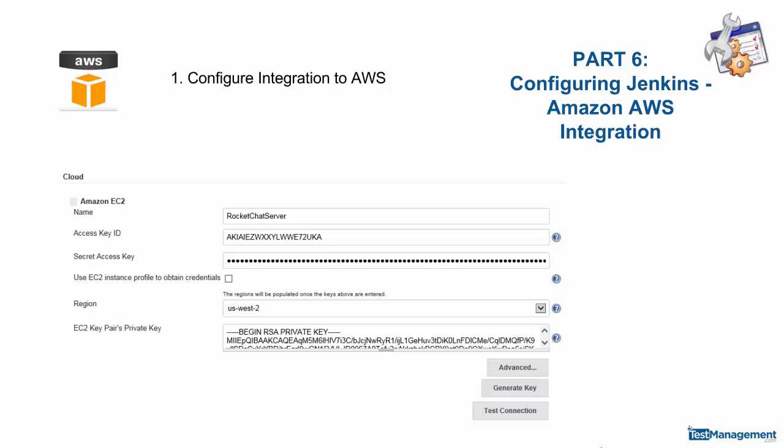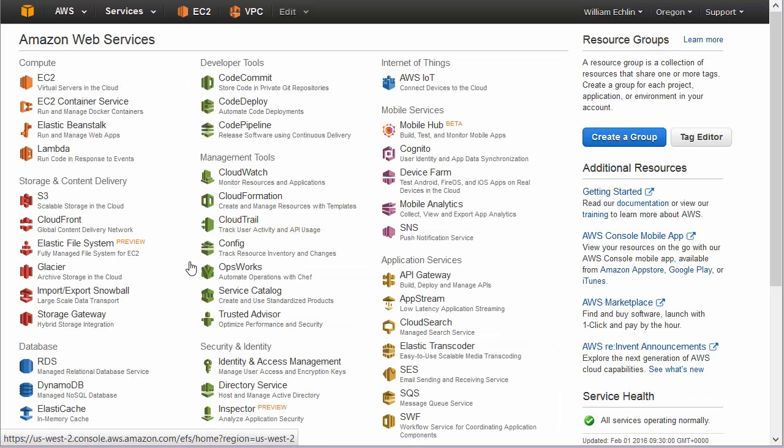Part 6. Configuring Jenkins and the Amazon AWS integration. So in order for Jenkins to start instances in your Amazon cloud, you need to give Jenkins access to your account in AWS. So before we configure anything in Jenkins, the first thing we need to do is set up our access key ID and our secret access key ID.